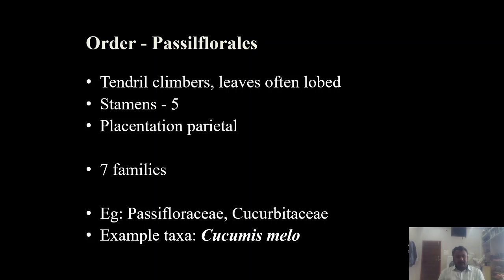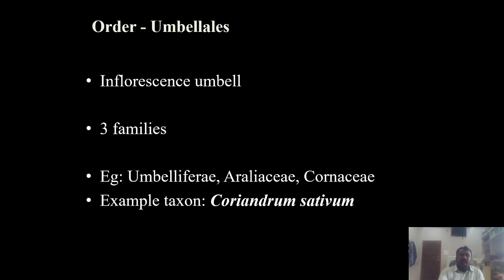Under Passiflorales, tendril climbers are present in this order generally. Leaves often lobed. Stamens generally 5. Placentation is parietal. So 7 families were recognized. Out of 7, 2 are very common: Passifloraceae and Cucurbitaceae. Example for this, Cucurbitaceae.